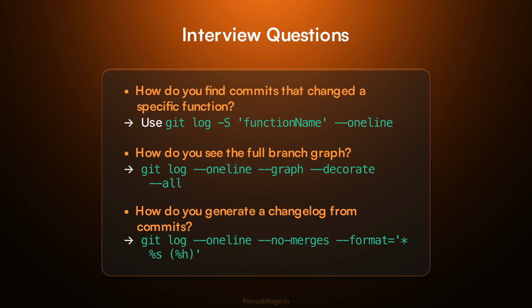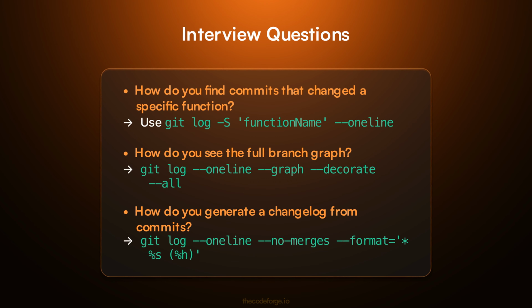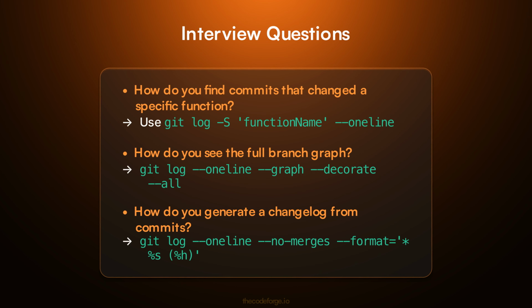Let's run through some common interview questions. How do you find commits that changed a specific function? Use Git log S, function name, oneline. How do you see the full branch graph? Git log oneline graph decorate all. How do you generate a changelog from commits? Git log oneline no-merges format equals %s, %h.